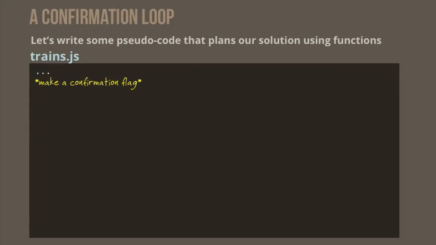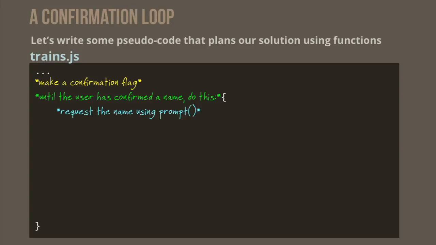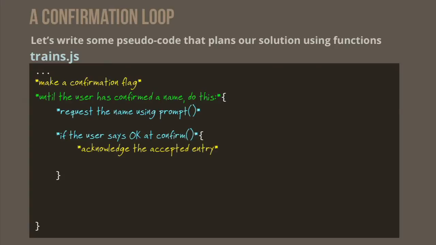We know that we want the loop to continue until the user has confirmed a name. And inside the loop, the first thing that we'll do is we'll request the name using our prompt function that we know. Following that, if the user says OK, add a confirm function, we will acknowledge their accepted entry and then exit the loop because we're done and we don't need to check it anymore. Otherwise, we'll cycle back to the top of the loop and start the service over.